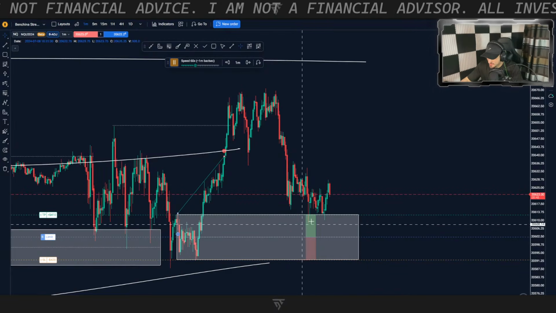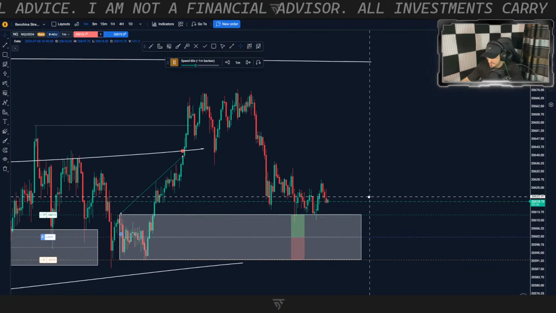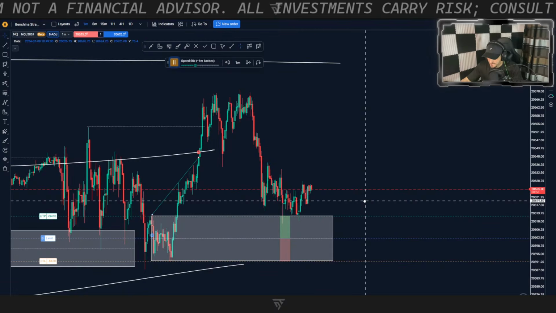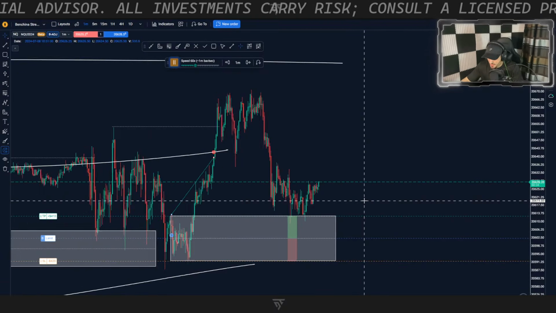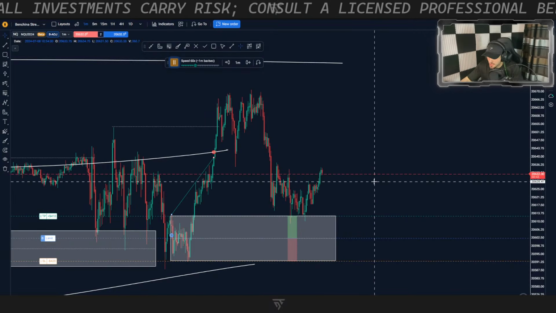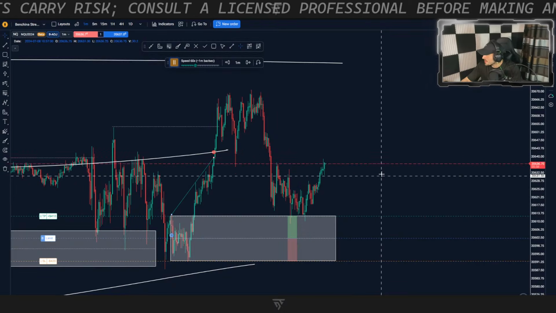Currently creating a little double bottom on that time frame. Interesting. So we are currently rejecting off of that previous swing. We are going higher.